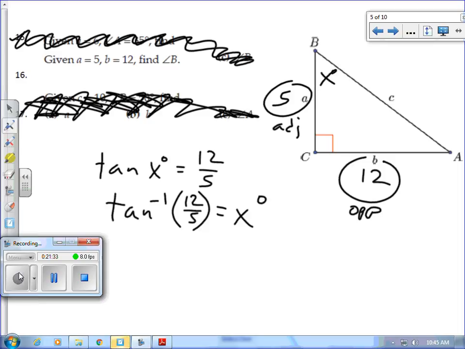The tangent of the angle gives you the ratio. The inverse tangent of the ratio gives you the angle. Second tan, 12 divided by 5. 67.4 degrees. Sounds pretty good.